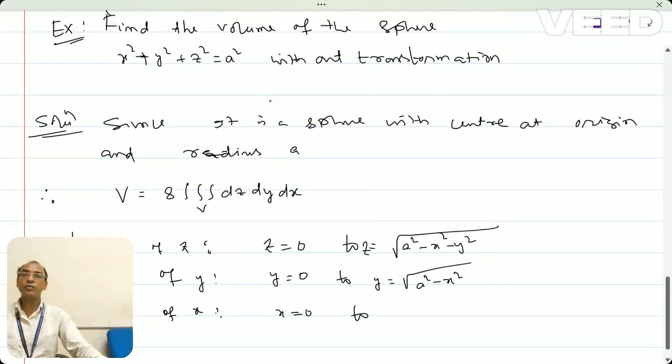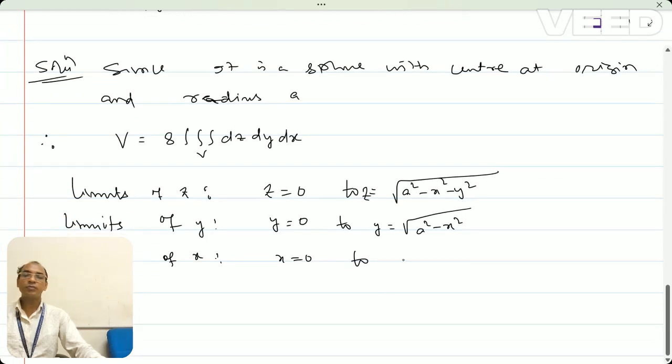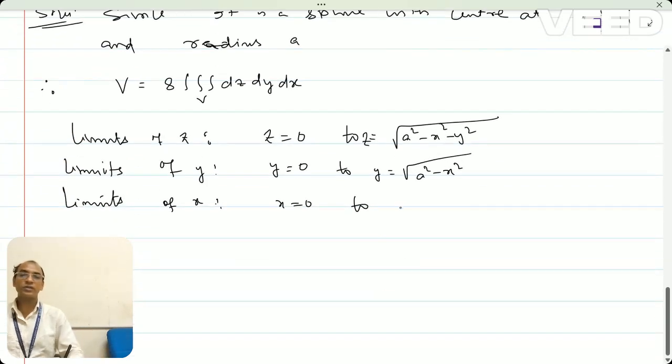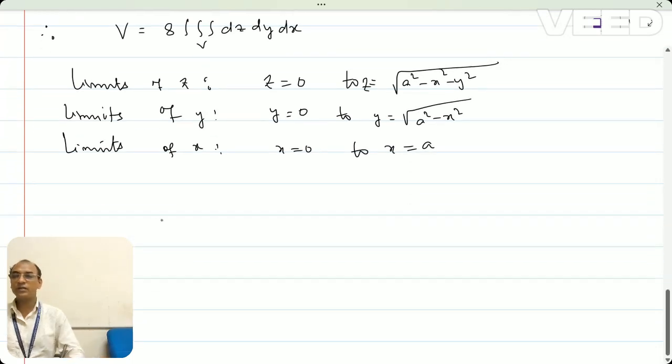I will put x and y both as 0 in the equation of the sphere, and I will get x equal to plus or minus a, but I will take x equal to a because it is the first octant. So x equal to a. Now my volume will be like this.